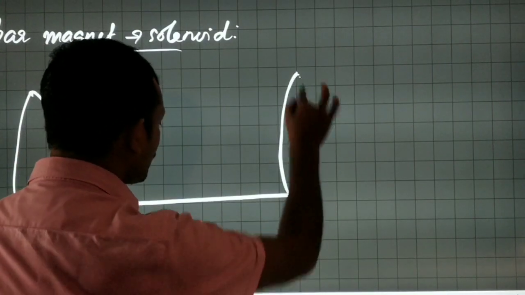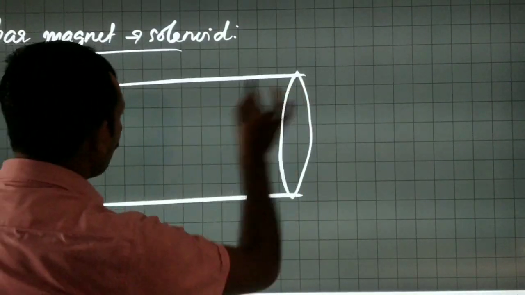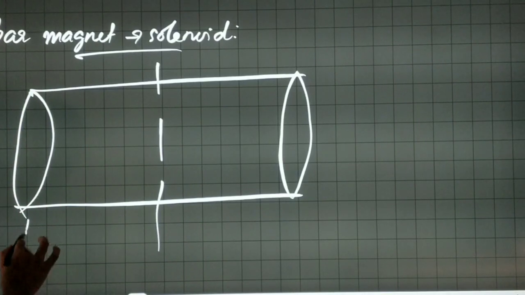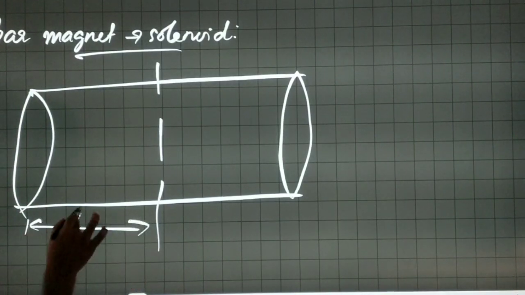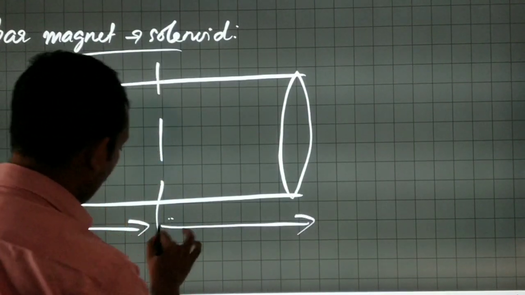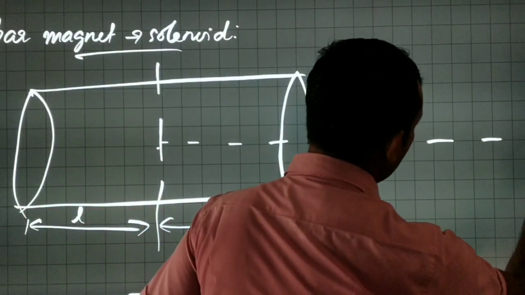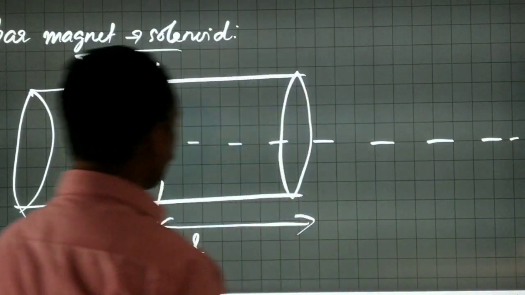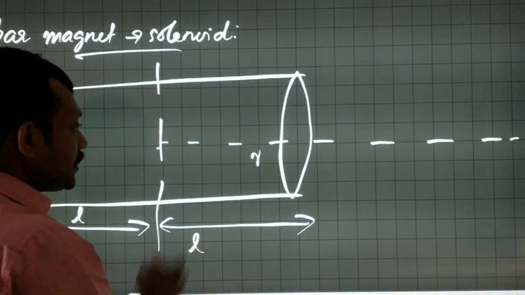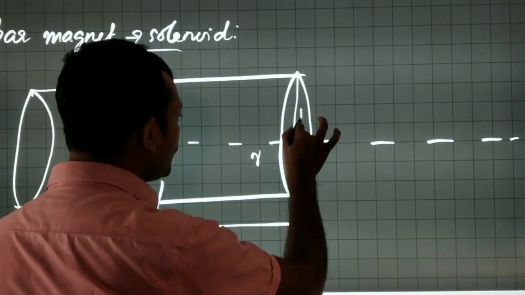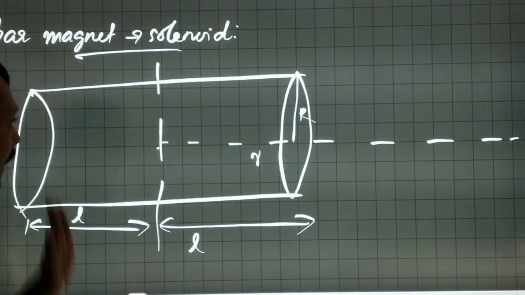Okay, let me consider a solenoid of certain length, say 2L, such that this length is L, this length is L. Now I want to find out the magnetic field at a point P, which is at a distance r from the center of this one. This is the radius of cross section of the solenoid. This is the length of the solenoid.